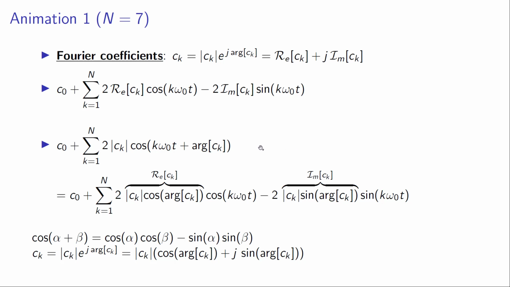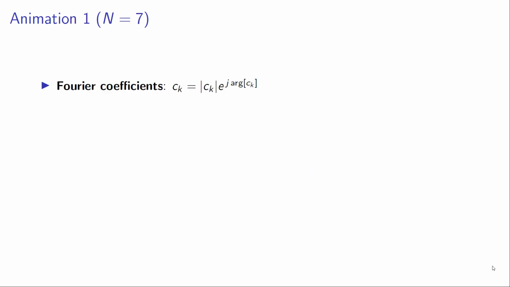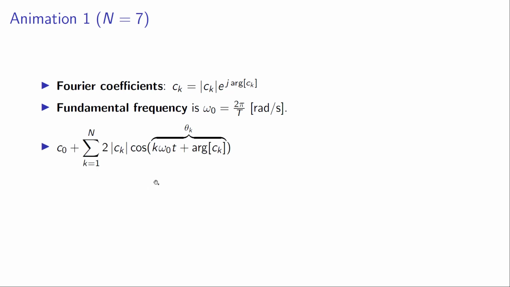So in our animation we'll work with this second expression. In summary, we'll work with the Fourier coefficients. The Fourier coefficients are complex numbers, and we'll use here the polar expression. We define a fundamental frequency, omega 0, which is 2 pi over T. Another way to see this is that we work with a certain period, that is T. Well, we'll produce functions using this expression over here.